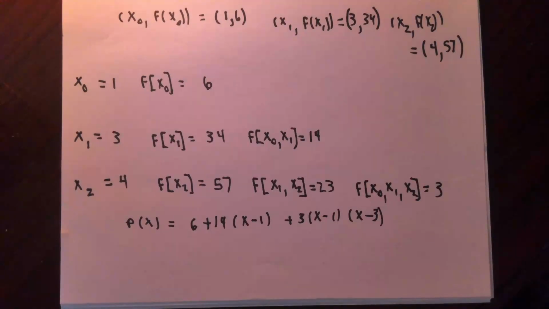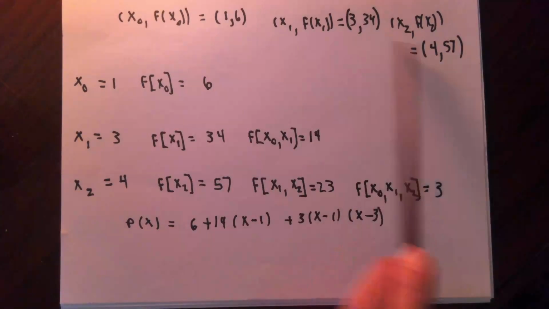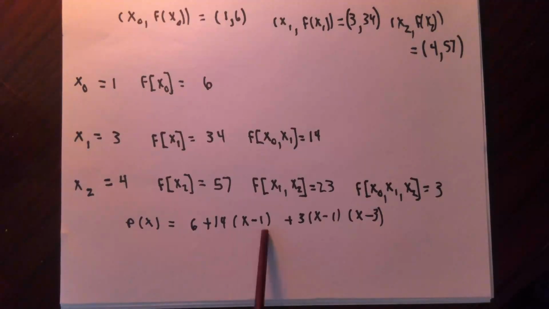As a check to make sure our work is right, I can take x0, x1, and x2, that is to say 1, 3, and 4, and evaluate this polynomial for those x values and make sure that I get back 6, 34, and 57 as I'm supposed to. Obviously, if x is 1, if x is equal to x0, then this term is 0, so is that. The only thing that amounts to anything is the 6, and I am supposed to get 6 back for a function value.